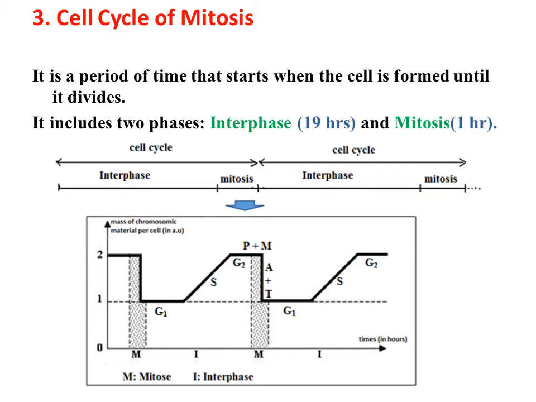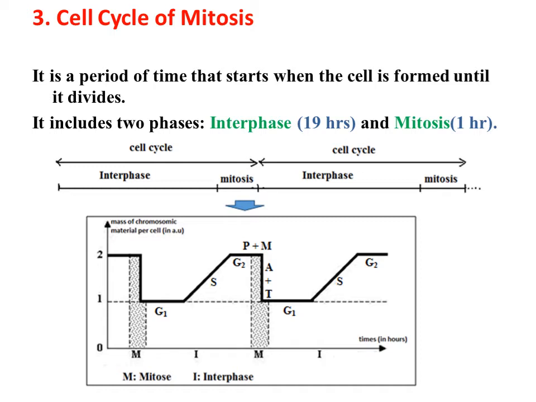Let's look at this graph that shows the variation in the mass of chromosomal material per cell, in arbitrary units, as a function of time during the cell cycle. Each cell cycle consists of interphase followed by mitosis, or each mitosis preceded by interphase.